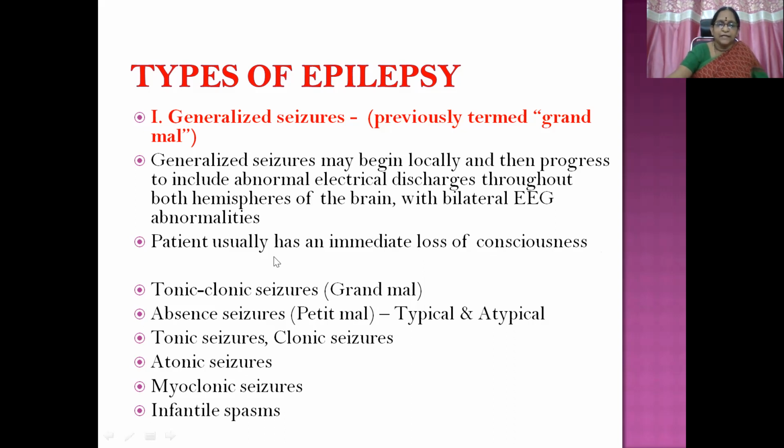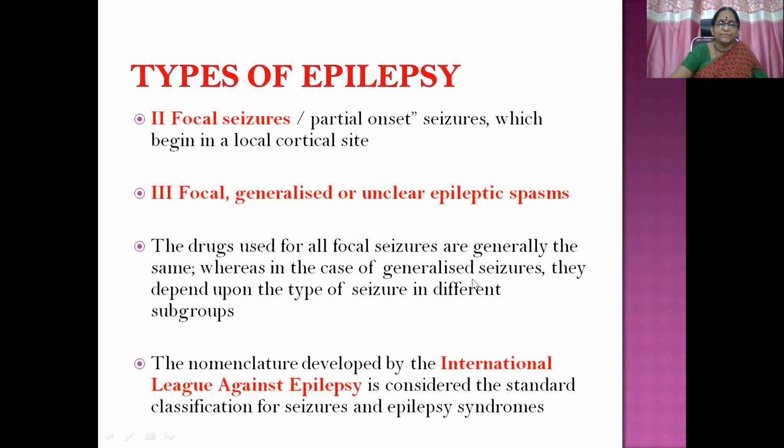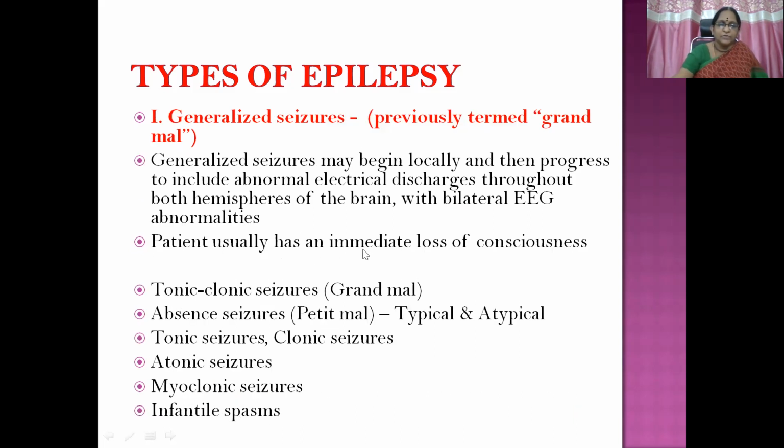So these generalized seizures can be categorized into various subtypes again. Number one is tonic-clonic seizures or grand mal epilepsy. And then absence seizures, otherwise known as petit mal epilepsy. Petit means tiny, a small illness occurring for a very short period of time. Grand mal means a major illness occurring for a long period of time. This petit mal epilepsy is again subdivided into typical and atypical. Then tonic seizures, clonic seizures, atonic seizures, myoclonic seizures, and infantile spasms. Then this is what we have discussed earlier. This is generalized seizures, all these put together.